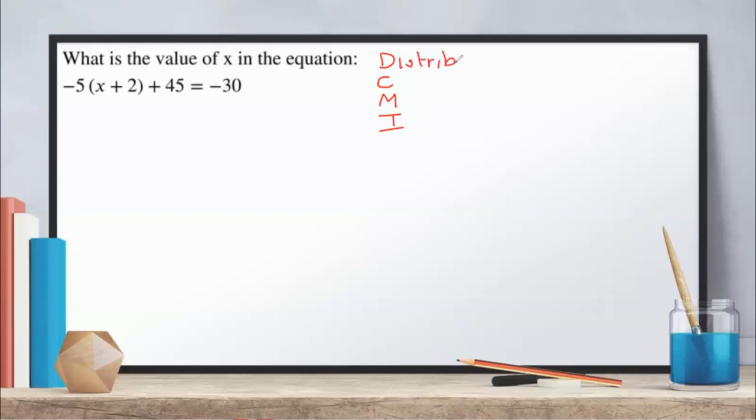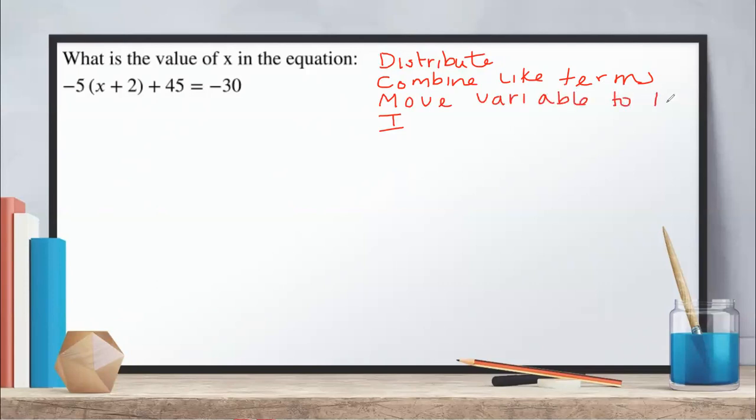Remember, D stands for distribute, C stands for combine like terms, M stands for move the variable to one side, and I stands for inverse operations. And a quick reminder for inverse operations, what we're talking about is operations that undo each other. So plus and minus, multiplication and division are the ones that we're talking about in this case.